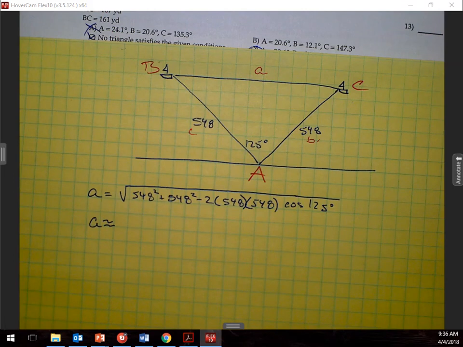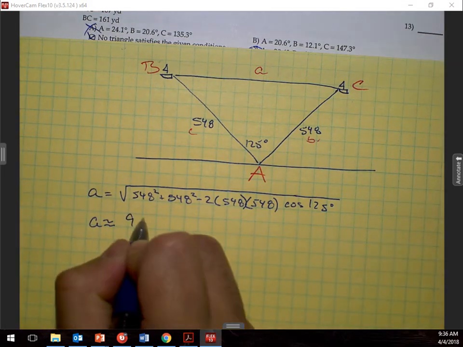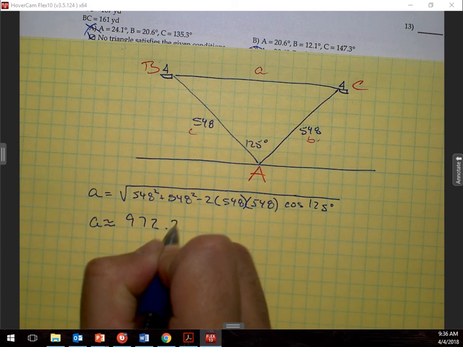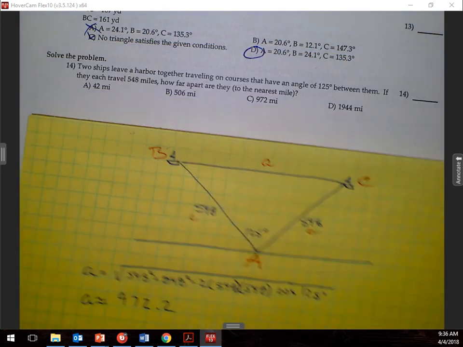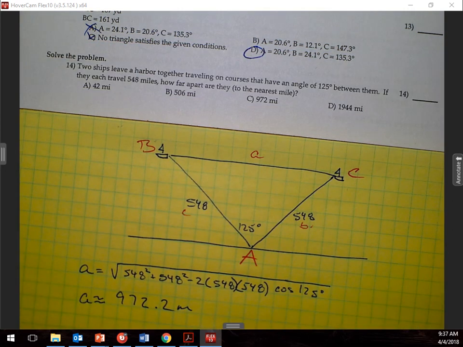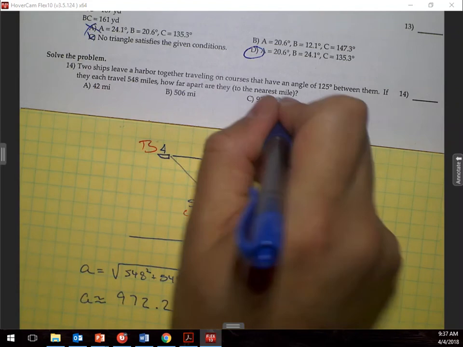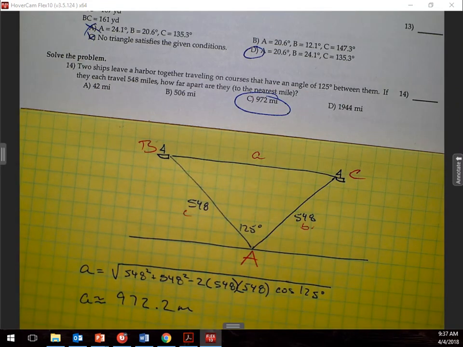What is it? 972.2 miles. And so it's going to round to this one, C. Yay! We finished. We did it. Hooray. All right.